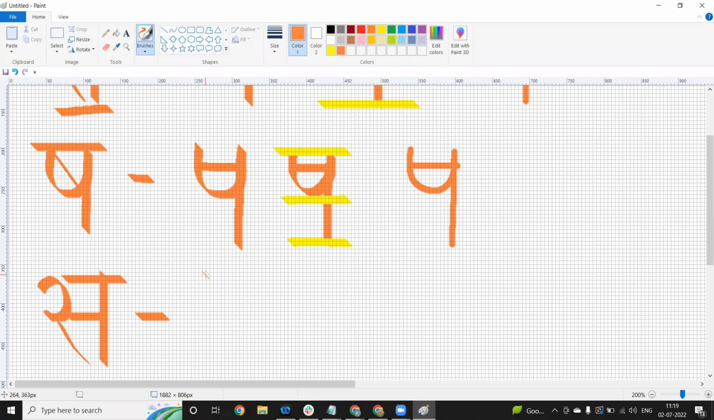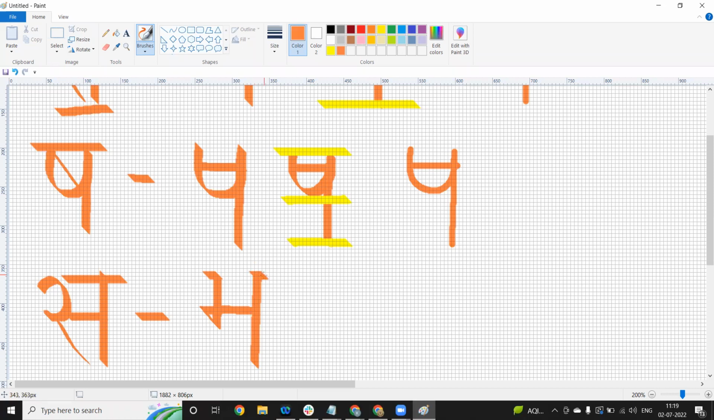For Sir, in the beginning we start with a very small symbolic horizontal line, very small. Then there is this vertical stroke, and in the middle we stop here and draw a triangle, a sharp angled cornered triangle. This is Sir.